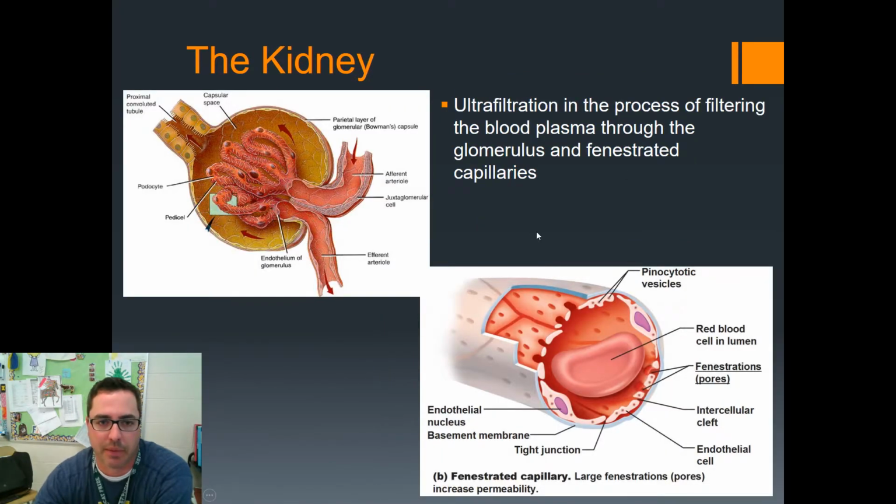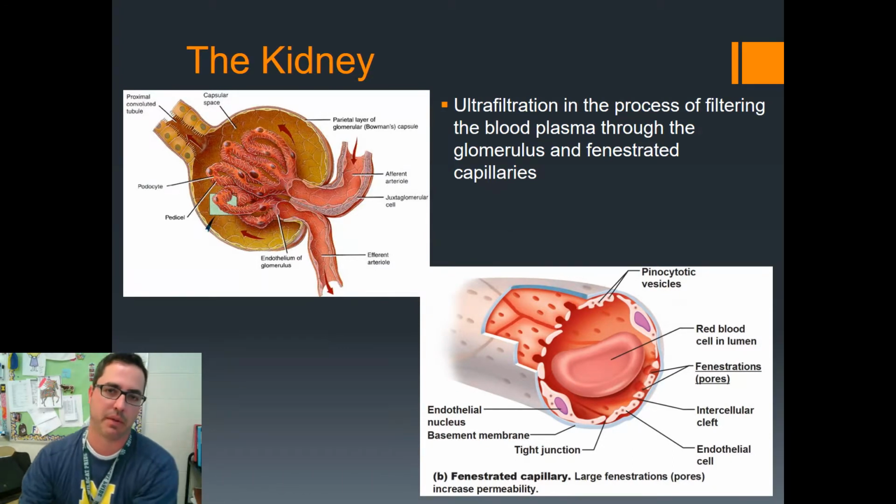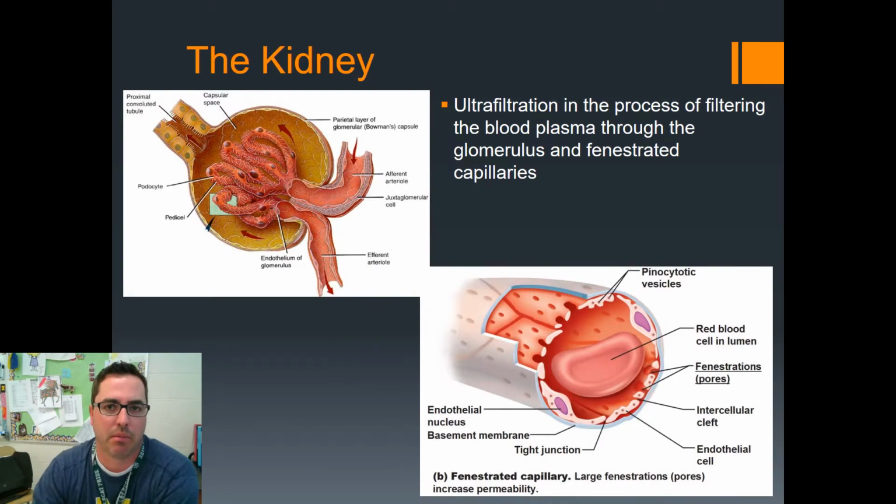So one of the main things that we look at is the blood itself and what happens to the blood as it enters our kidney. The process that we're going to focus on is something called ultrafiltration. Ultrafiltration is the process where blood itself is going to get filtered. The blood plasma itself is going to get filtered through the glomeruli. In the singular, that would be a glomerulus, and something called a fenestrated capillary.